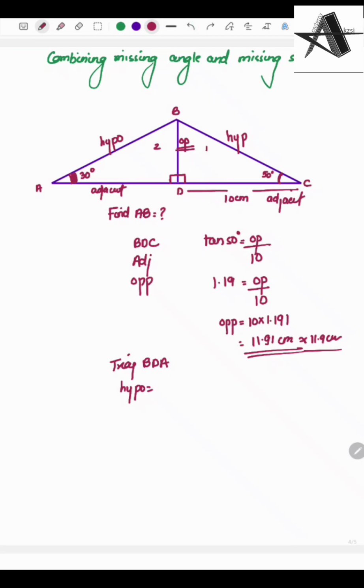Only look at the left triangle, that is triangle 2. We have opposite. The ratio that connects hypotenuse and opposite is sin. So sin 30 degrees equals opposite over hypotenuse. Sin 30 is half. Opposite is just calculated, 11.9, over hypotenuse. So hypotenuse is 11.9 into 2. The answer is 23.8 centimeters. We'll do one more question on a combination of missing angle and side.